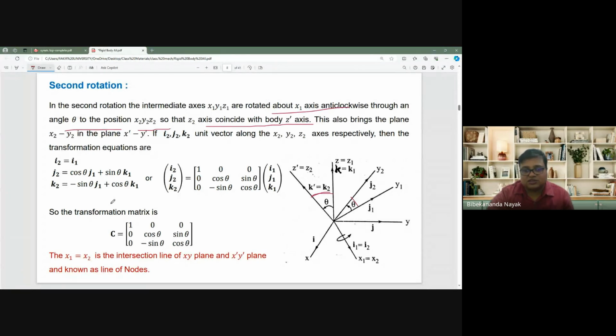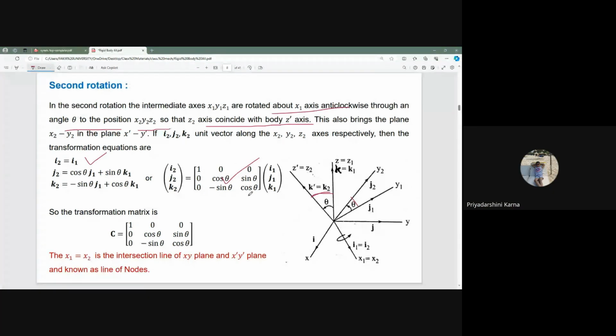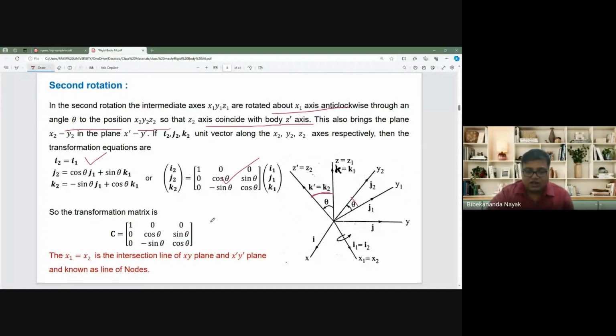Similar to the previous case, the matrix will be a rotation in the yz plane. The angle is theta: cos theta, sin theta, minus sin theta, cos theta. You know this, so this is your matrix. We take it as C. Here x1 is equal to x2. This line is known as the line of intersection between the two planes, the xy plane and the new x prime, y prime plane, known as the line of nodes.